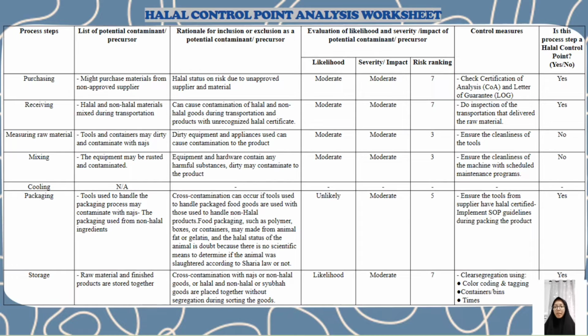The last one is during storage operation. In the storage operation, cross-contamination with najis or non-halal goods can occur when halal and non-halal or shubhah goods are placed together without segregation during sorting the goods. So, they must use clear segregation using color coding and tagging, containers, or bins and items.